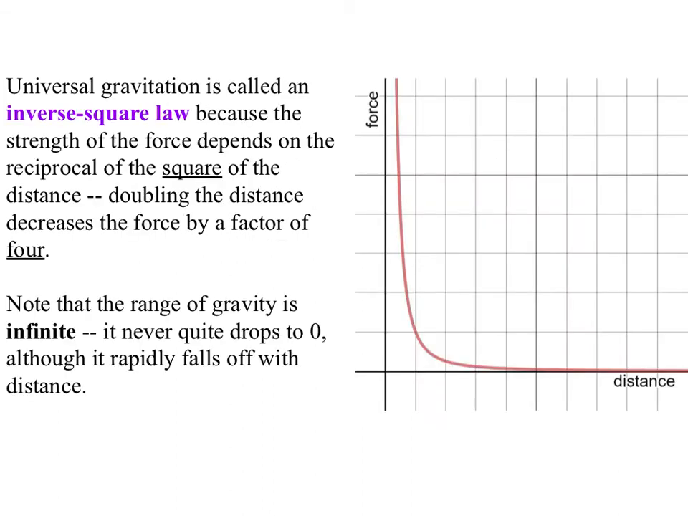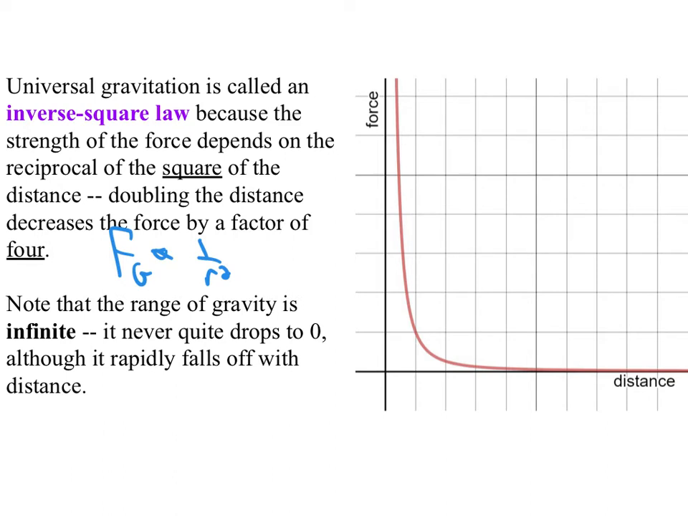Universal gravitation is called an inverse square law because it depends on the square of the distance: F sub g is proportional to 1 over r squared. It depends on the inverse of the square of the distance. Doubling the distance between two objects reduces their gravitation by a factor of 4.